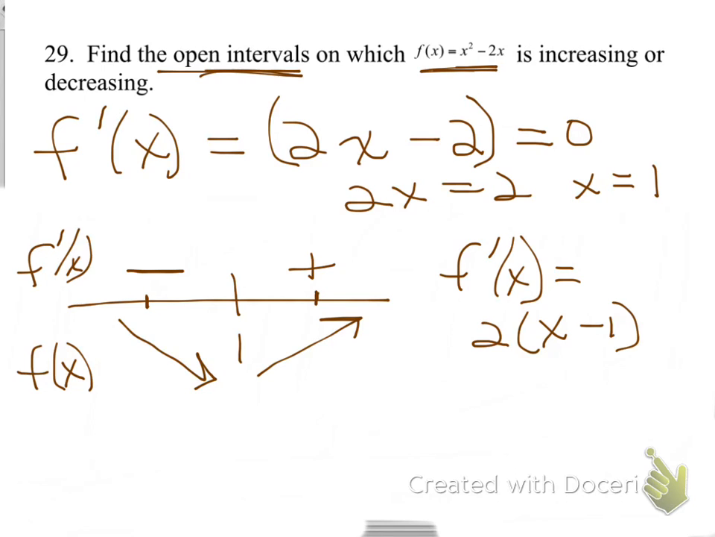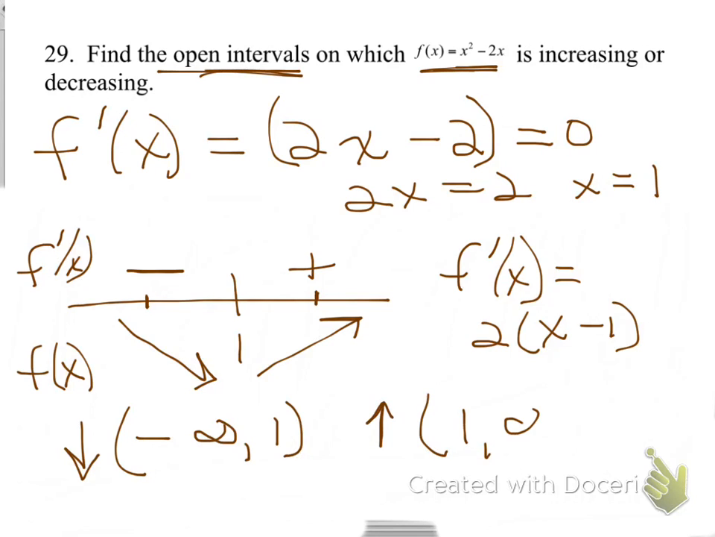My function is increasing, or maybe we'll do decreasing first. So let me back up. My function is decreasing from -infinity to the critical value of 1. Then my function is increasing from 1 to infinity. So these sign charts come in very handy. They're quick and easy. And there you go. All done. Let's do problem number 30.